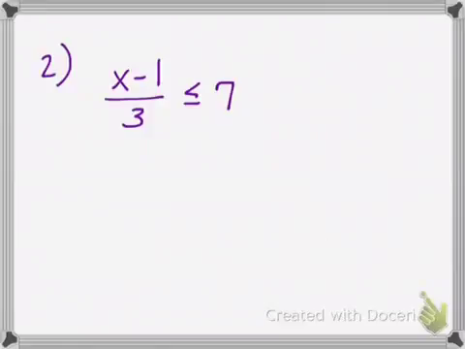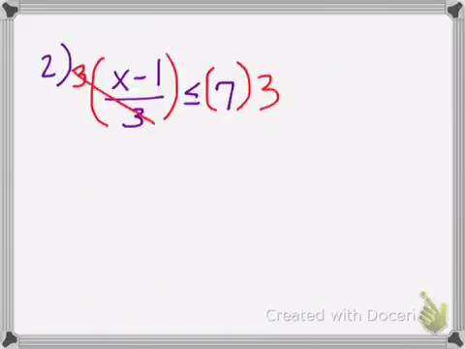Let's see how you did with number 2. x minus 1 divided by 3 is less than or equal to 7. This equation looks a little different, but we can still use our knowledge of solving equations to help us figure out the inequality. Since I'm dividing both sides by 3, I want to multiply both sides by 3 to get rid of that denominator.